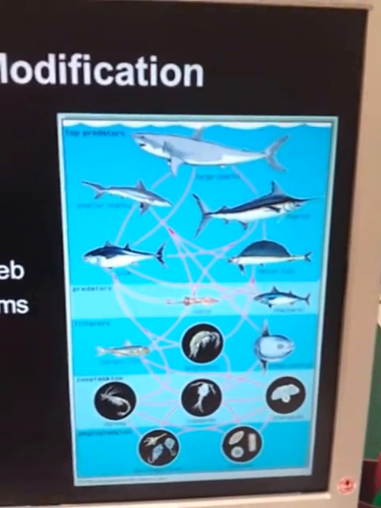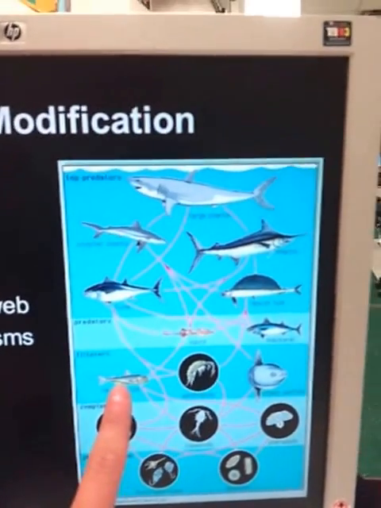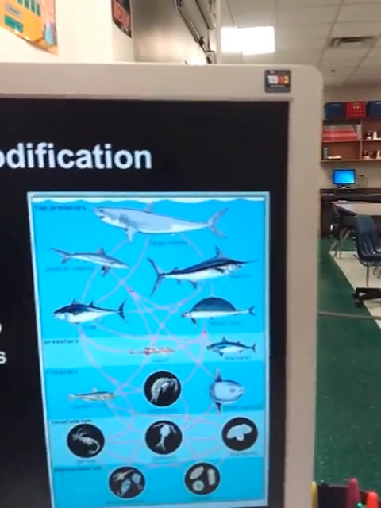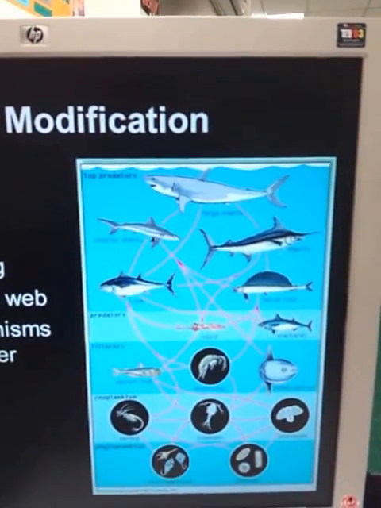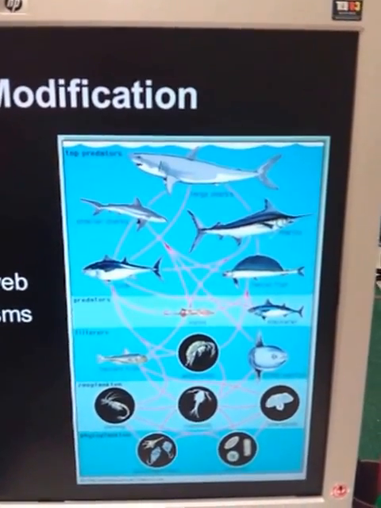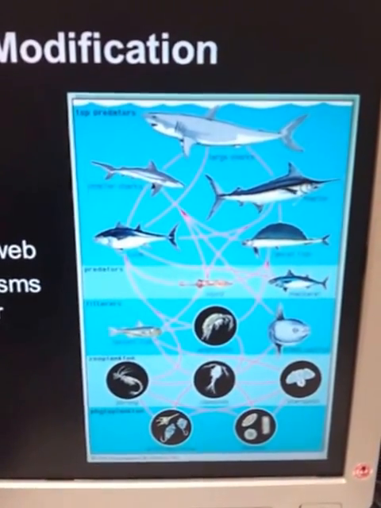If we overfish tuna, then we've now affected the squid, we've affected the lantern, we've affected everything that eats the tuna, which would be the small sharks, large sharks, the marlins. So there is a large amount of interdependency, and if we overfish one organism, we're messing up the entire food web. That's a problem.